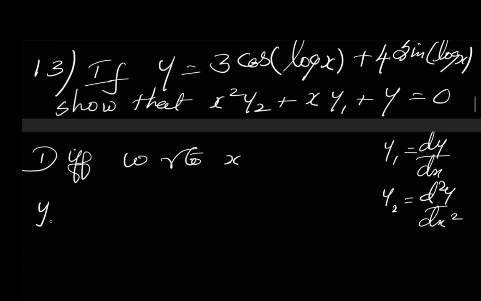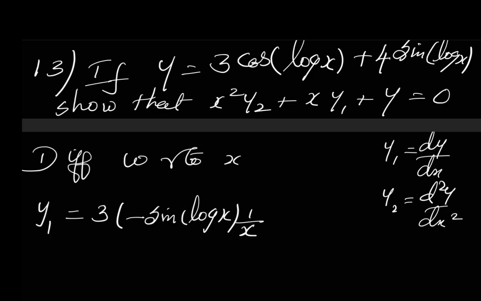So y1, because they are getting the term y1 y2, I write y1 equal to 3 constant, differentiate cos, you will get minus sin log x. Just differentiate cos only, that is minus sin, and then differentiate log x, that is 1 by x, plus 4 sin x cos log x. Differentiate log x, you will get 1 by x.